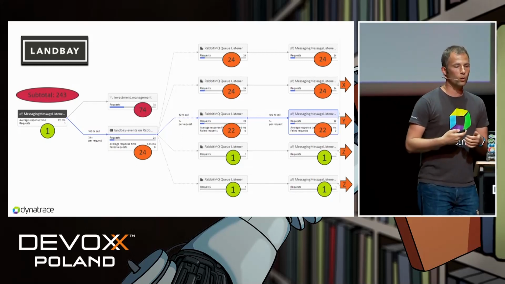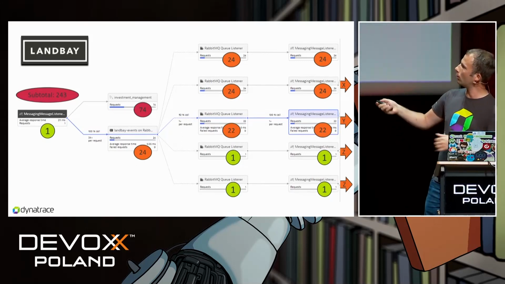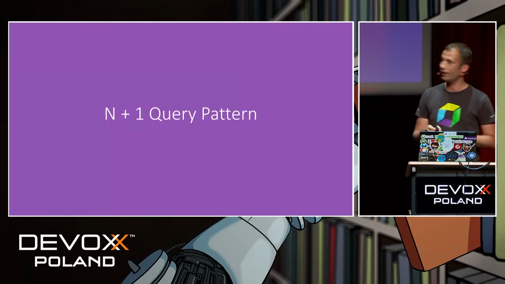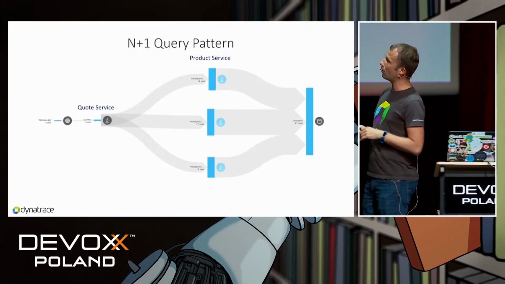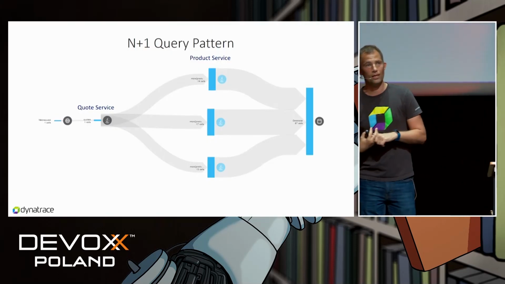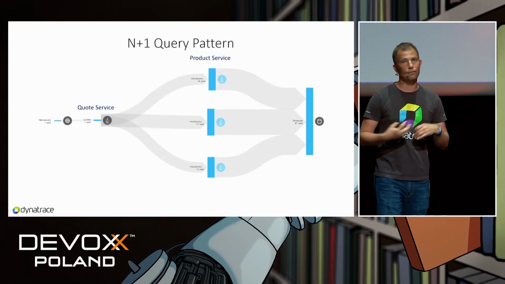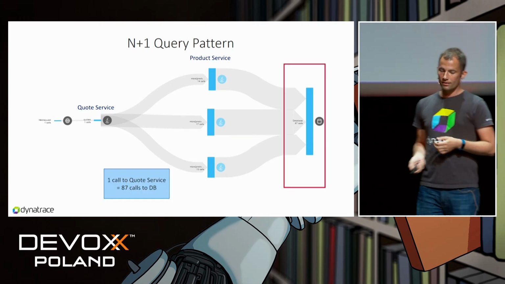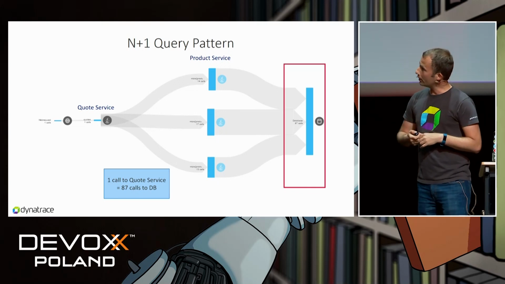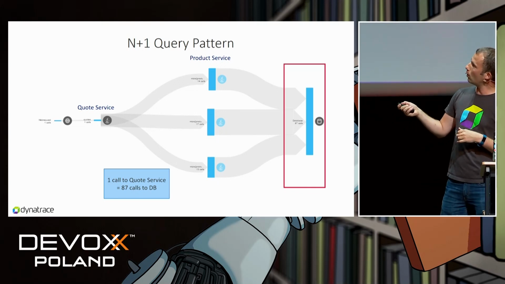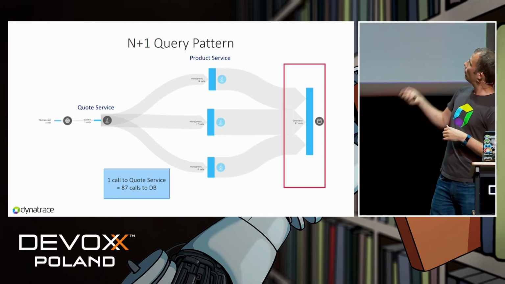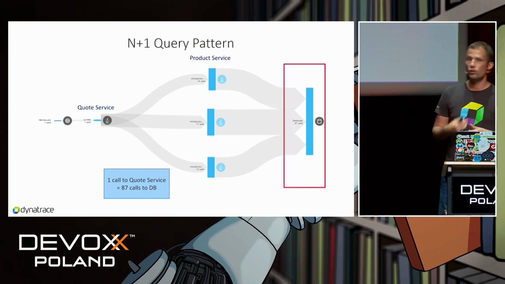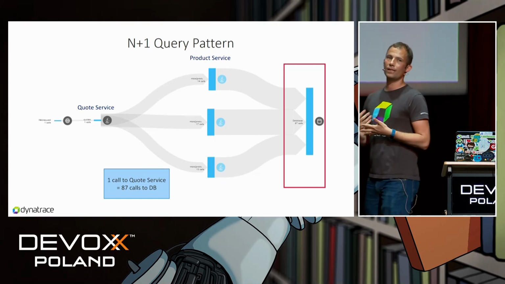So this is the n+1 call pattern. That means one call spreads out into multiples. The n+1 query pattern is a classical one from the traditional, let's say, 3-tier architecture, where you have a monolithic app that calls multiple times to the database. Similar here, coming back from the quote example: one quote initially, one call comes in here, 87 calls to the database.